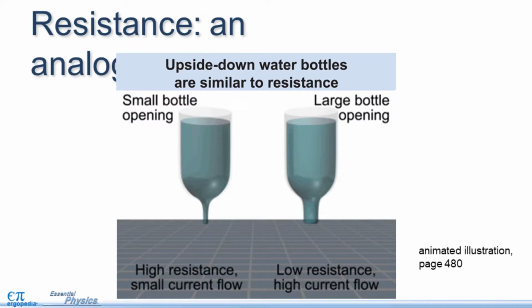Here's an analogy to resistance. Upside down water bottles are actually similar to resistances or resistors. Small bottle opening means high resistance. We have a small current flow, very little water flows through. Large bottle opening means we have low resistance and we have a very high current flow.